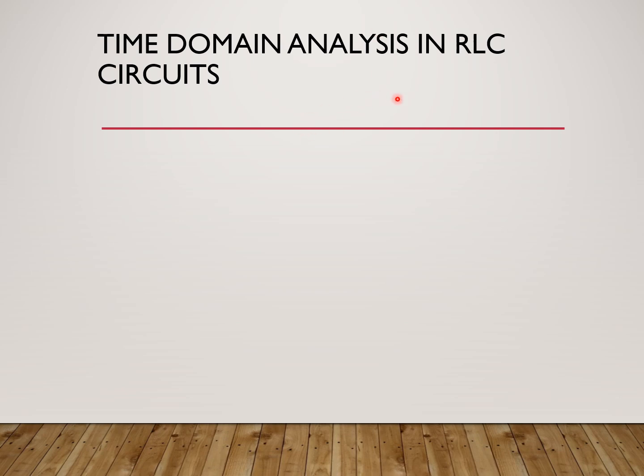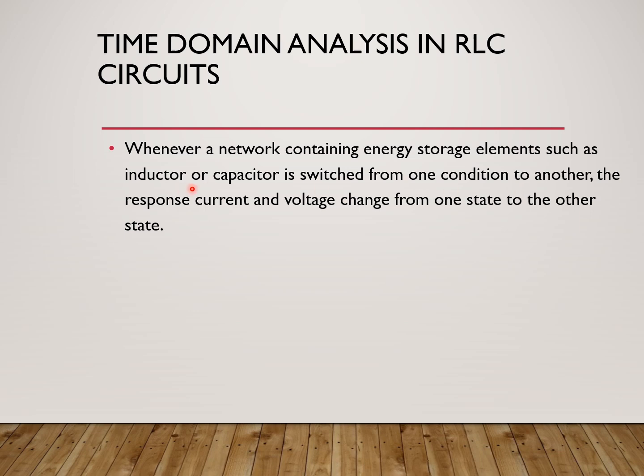Okay, so what do you mean by time domain analysis? This mainly applies to circuits which have inductances and capacitances. Now, what is the property of inductance and capacitance, or what are these elements? These are basically energy storage elements. So when you have a network containing such energy storage elements, like the inductor and capacitor, and you have switching, so there is some kind of a switch, and this switch is turned on or off, or from one condition to the other, then the current or the response of the circuit, the current and the voltage, will change from one state to the other.